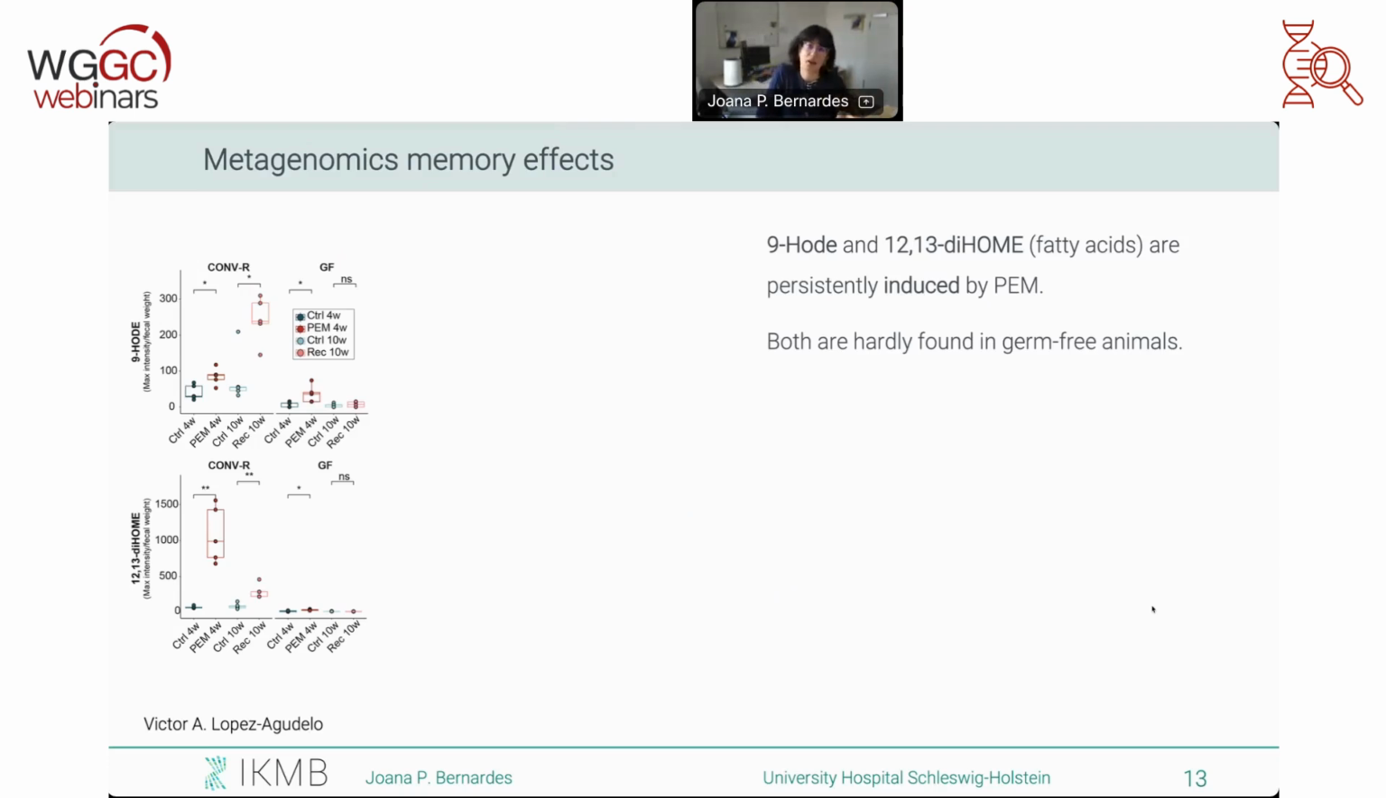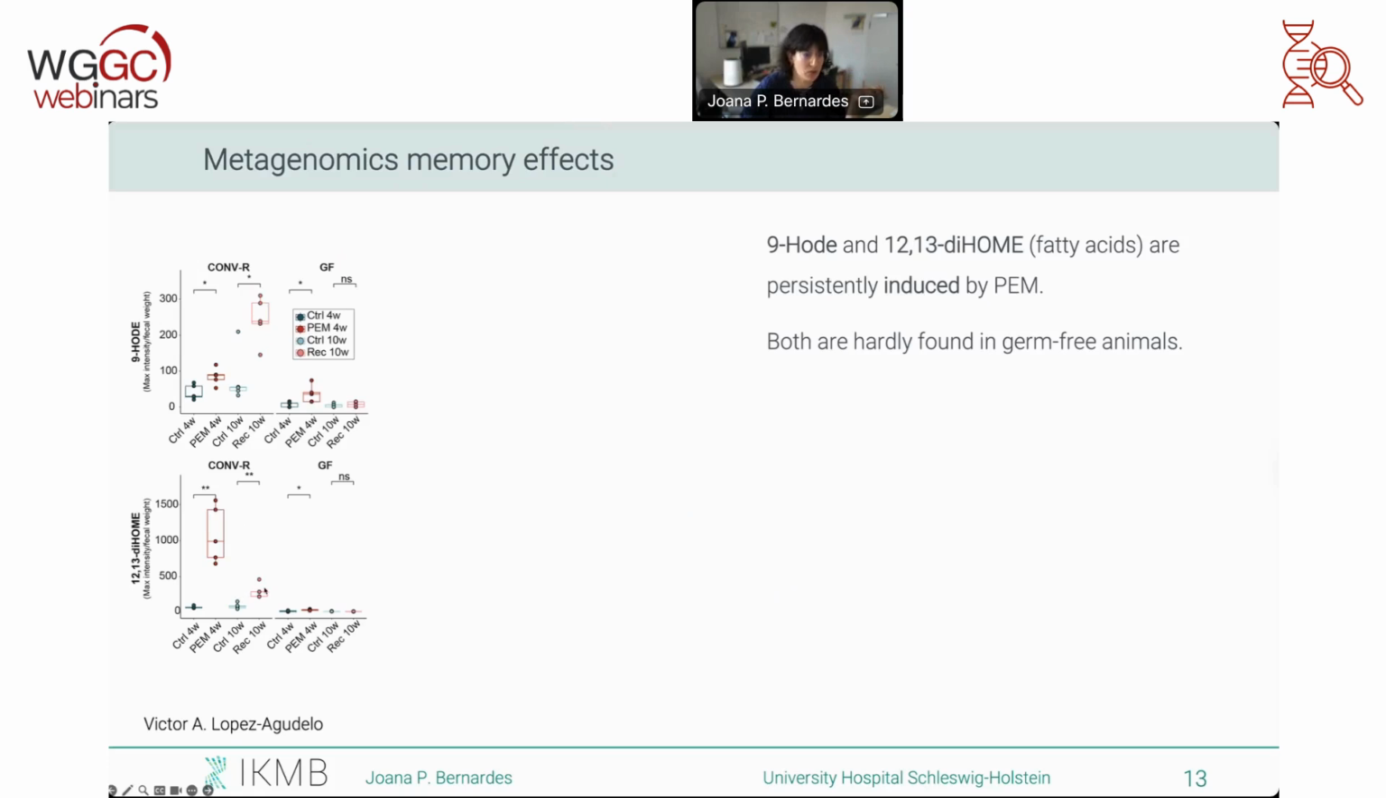So we had this 9-HODE and 12,13-diHOME that seemed to be upregulated or induced by PEM. You can see here in the conventionally raised mice, there is this induction, and you can see that it stays through time and even increases later on, where you don't see any difference in the germ-free. And of course, with the 12,13-diHOME, you could already see an increase here.